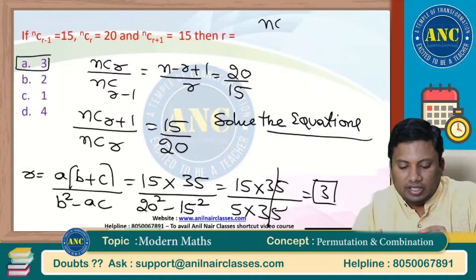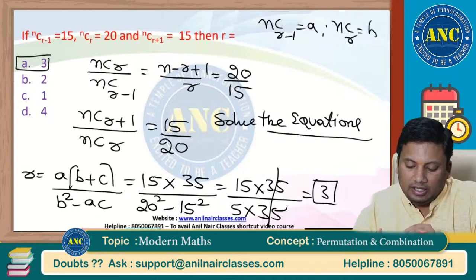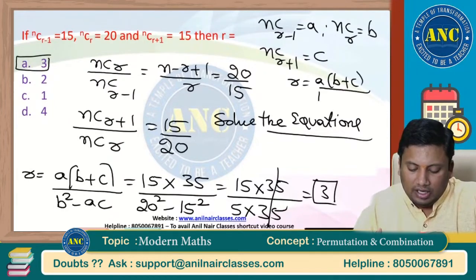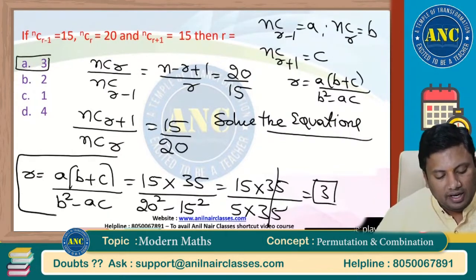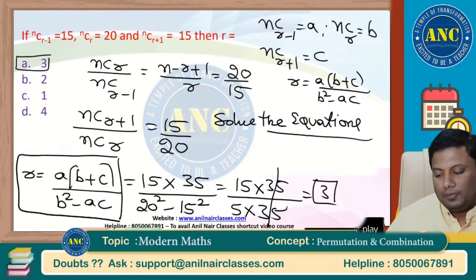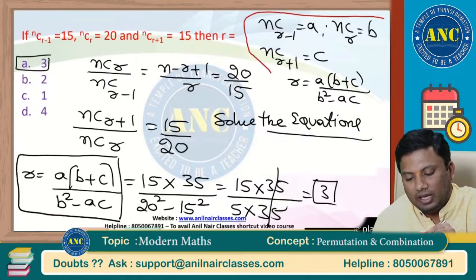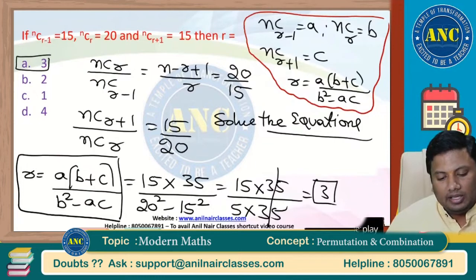What did we discuss in the property? nCr minus 1 is A. nCr is B. nCr plus 1 is C. r is A into B plus C divided by B square minus AC. Please make a note of it, sir. Very, very important. This conclusion can be drawn by doing 2 by 1 and 3 by 2. Extremely important. nCr minus 1 is A, nCr is B, nCr plus 1 is C. r is A into B plus C by B square minus AC.